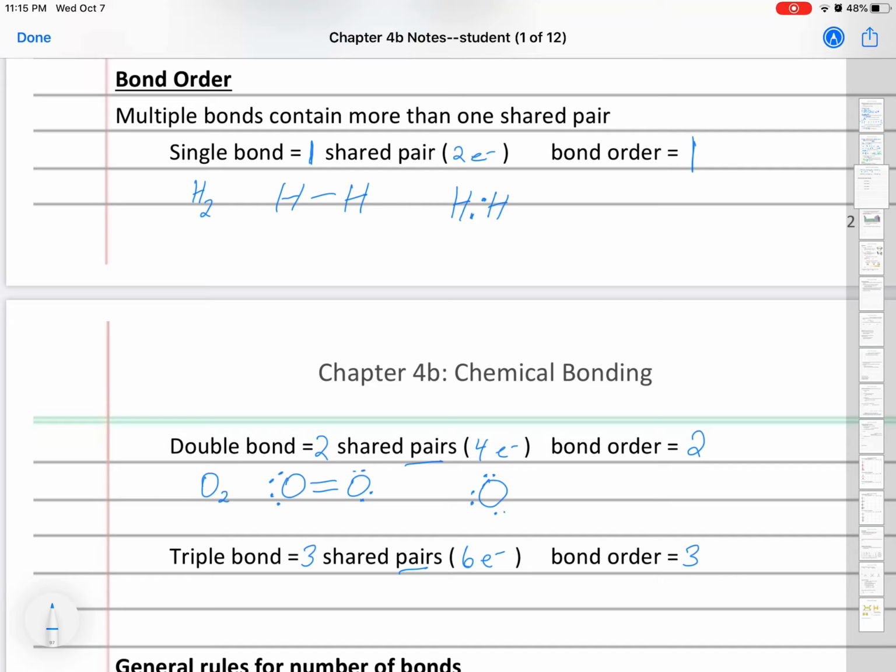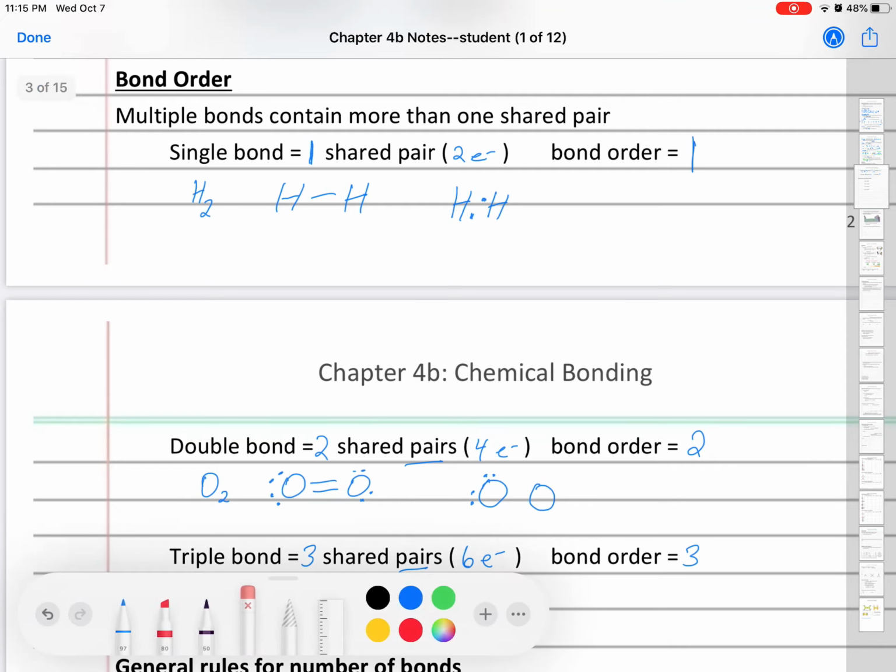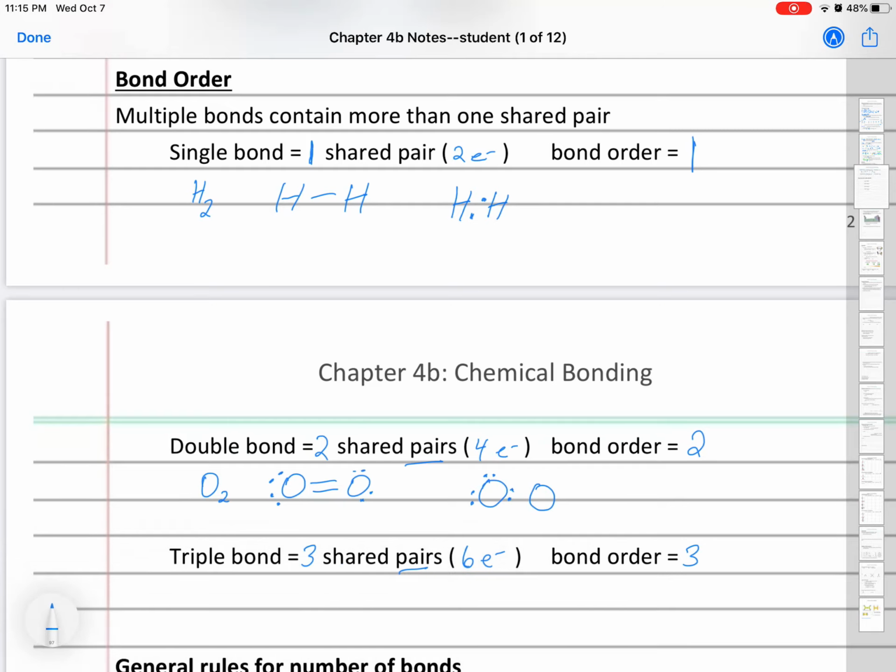It has 6 valence electrons. I'm going to do it kind of like this. Oh wait, no, I did that wrong. So you've got oxygen, and it has 2 shared pairs here. Each oxygen has 6 valence electrons, but by sharing those 2 pairs, lining them up and overlapping their orbitals like so, they're sharing 2 pairs of electrons.